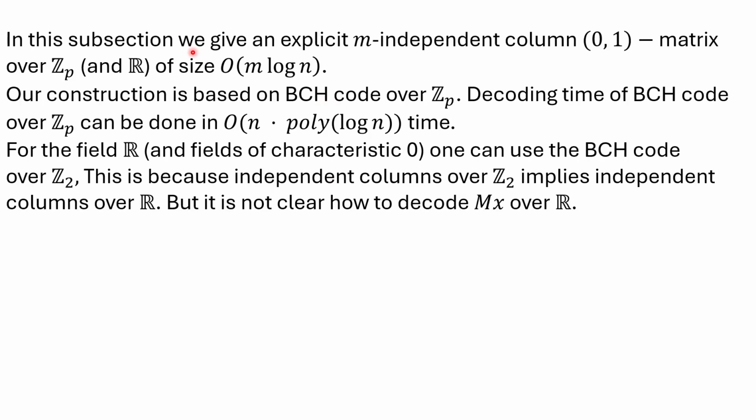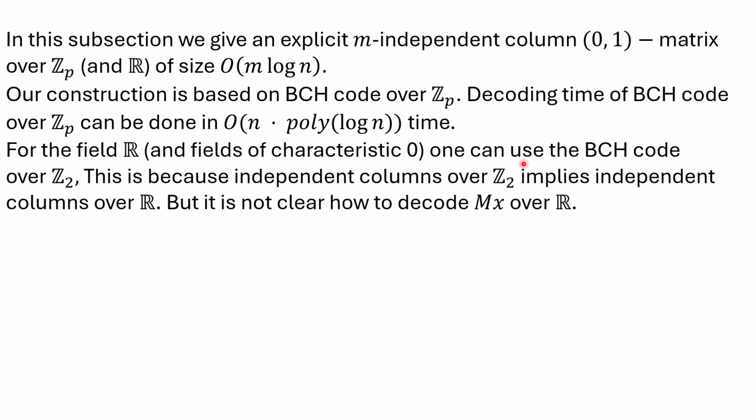In this subsection, we give an explicit m-independent column 0,1 matrix over Zp and R of size O(m log n). Our construction is based on BCH code over Zp. Decoding time of BCH code over Zp can be done in O(n poly log n) time. For the field R and fields of characteristic 0, one can use the BCH code over Z2. This is because independent columns over Z2 implies independent columns over R, but it's not clear how to decode Mx over R.